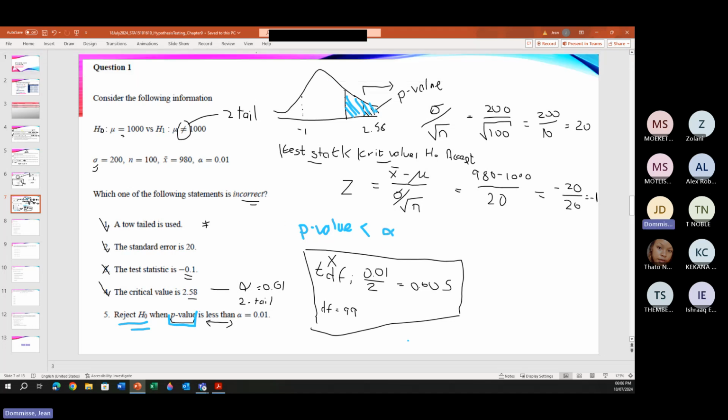So if your p-value is when... okay, so that is how the two will work.